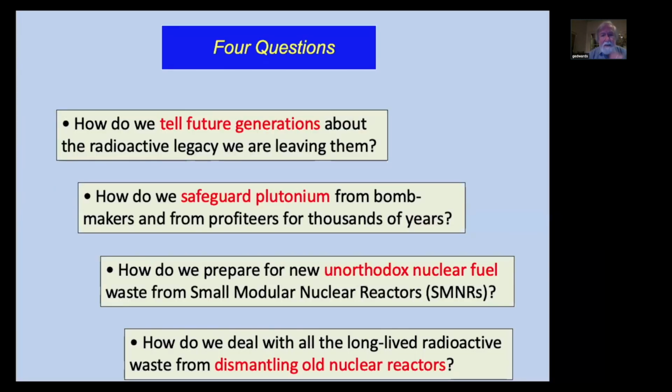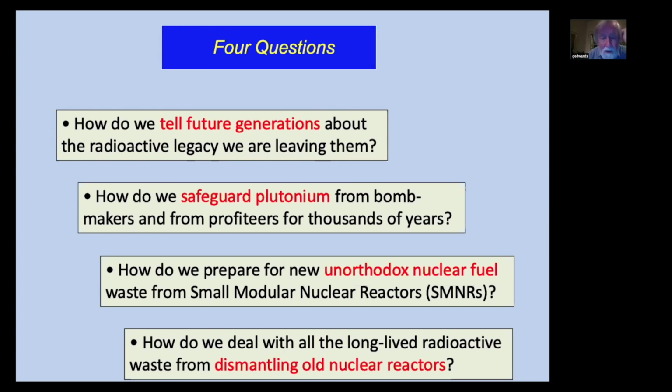And in fact, nowadays, they're even saying that we have to think more about monitoring and retrievability, keeping it retrievable, so that if things start to go wrong, humans can intervene and set things right again. We can repackage the waste. We can clean up the contamination before it spreads too far into the environment. So here are some questions that we should ask ourselves. First of all, how do we tell future generations about the radioactive legacy we are leaving them? And that has to be done before the stuff is buried. Secondly, how do we safeguard plutonium from bomb makers and profiteers for thousands of years?